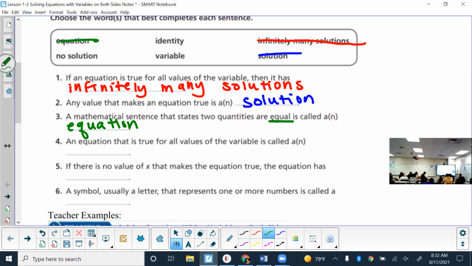Number 5, if there's no value of x that makes the equation true, the equation has no solution. All right, so no matter what I plug in for x, the equation will never be true. That's number 5. Number 6, a symbol, usually a letter that represents one or more numbers, is called a variable.